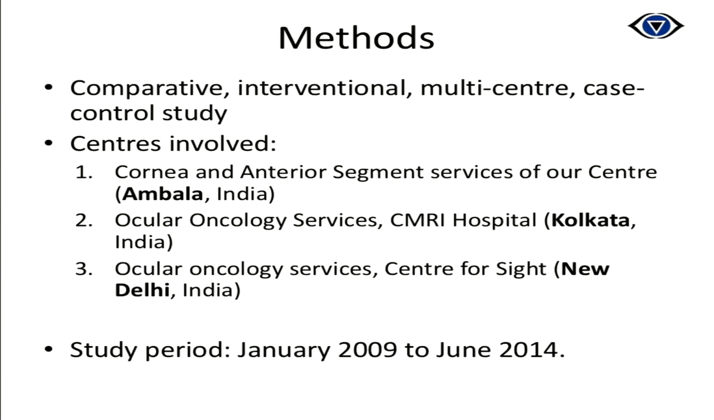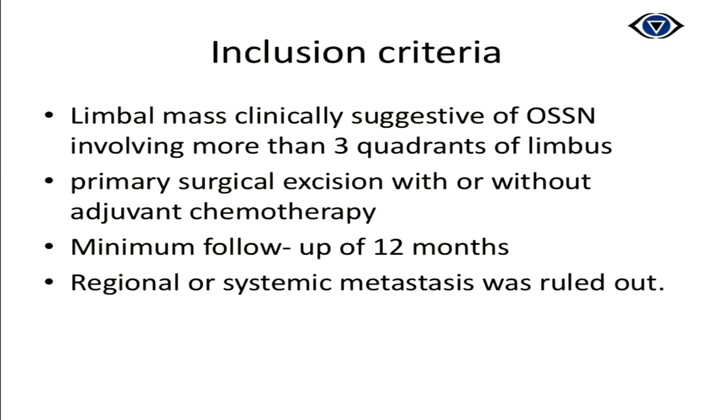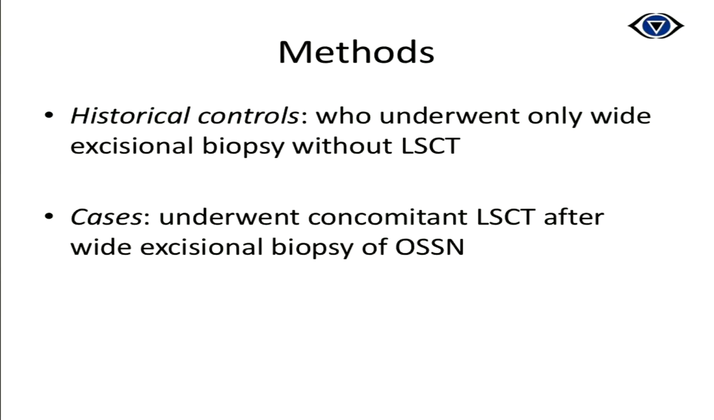So this was a comparative, interventional, multi-center case control study. The centers involved were our center in Ambala, as well as CMRI Kolkata and Center for Sight, New Delhi. We carried out the study from 2009 to 2014. The inclusion criteria included a clinically suggestive limbal mass involving more than 3 quadrants of the limbus, a primary surgical excision with or without adjuvant chemotherapy, a minimum follow-up of 12 months, and no metastasis, neither regional nor systemic.